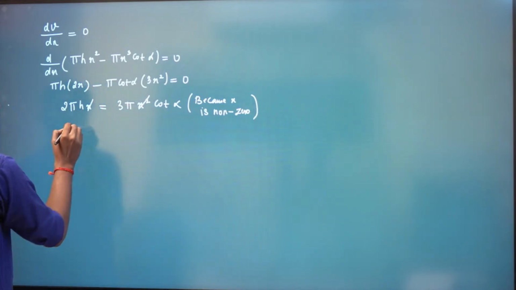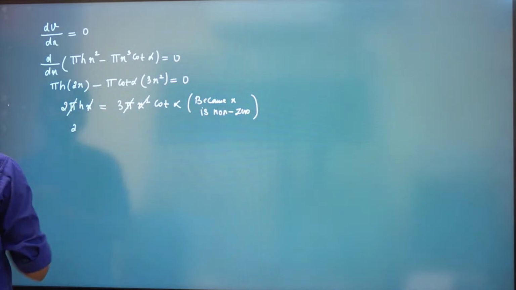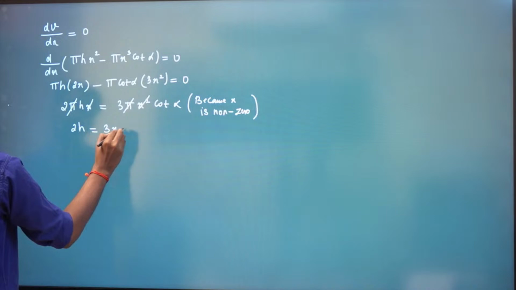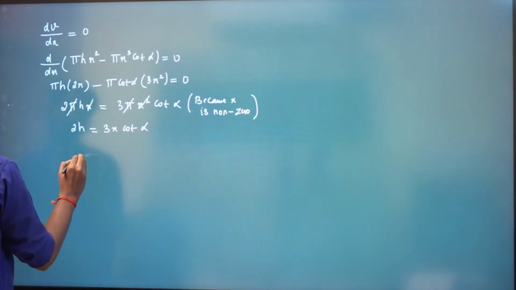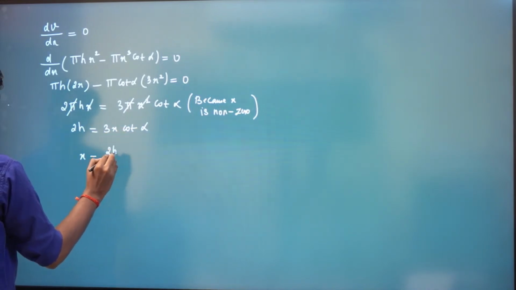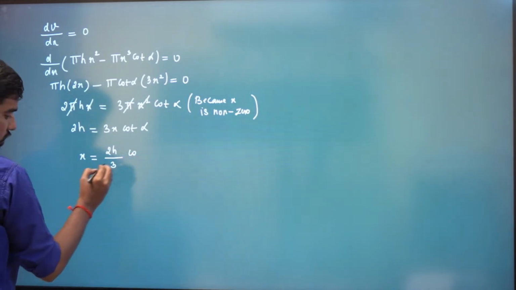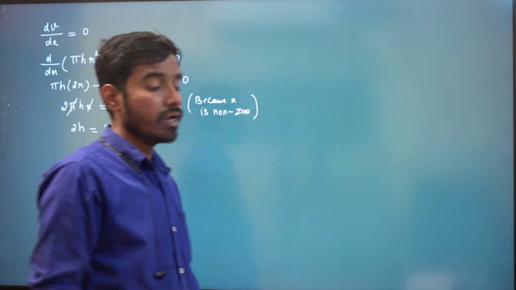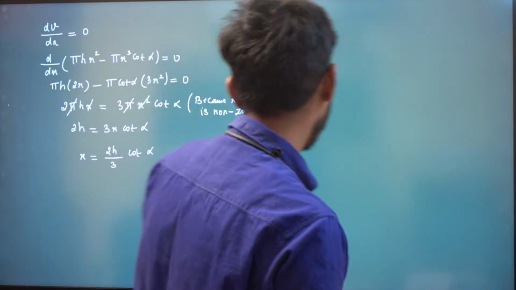Now pi can also be cancelled. So we will have 2h is equal to 3x cot alpha. So x will be 2h by 3 cot alpha, right? So x is equal to 2h by 3 cot alpha is your critical point. So maxima or minima?